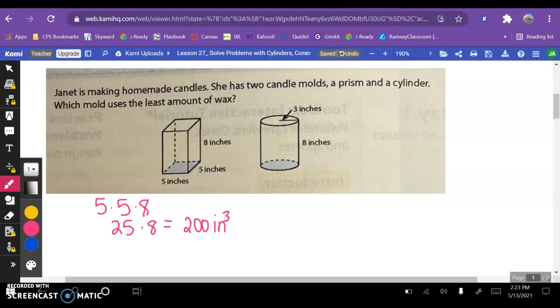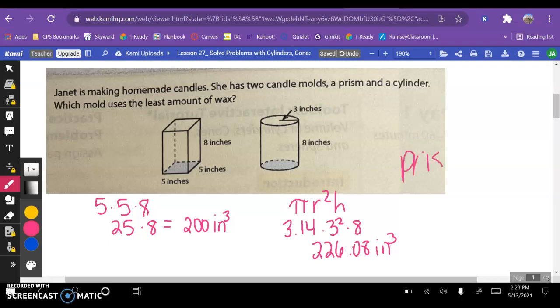Now the other one is a cylinder, and the formula for a cylinder is pi times radius squared times height. So that would be 3.14 times 3 squared times 8. And when I type that into my calculator, I get 226.08, and these are cubic inches as well. So the question was, which one holds the least amount of wax? And that answer is the prism. Not by a whole lot, but it does hold less.